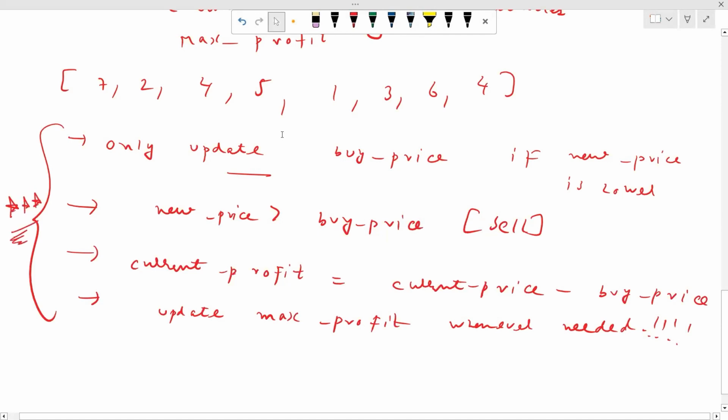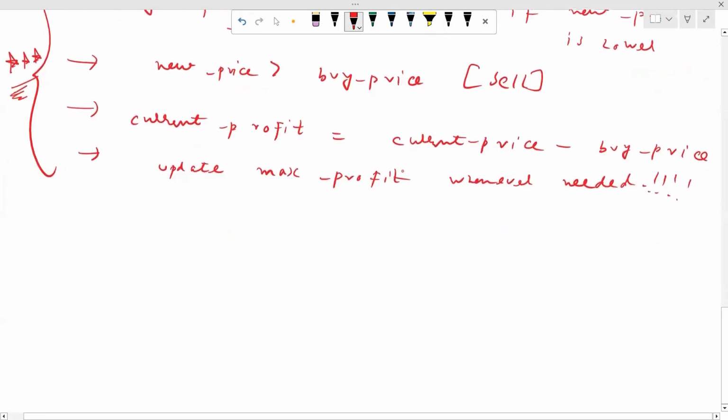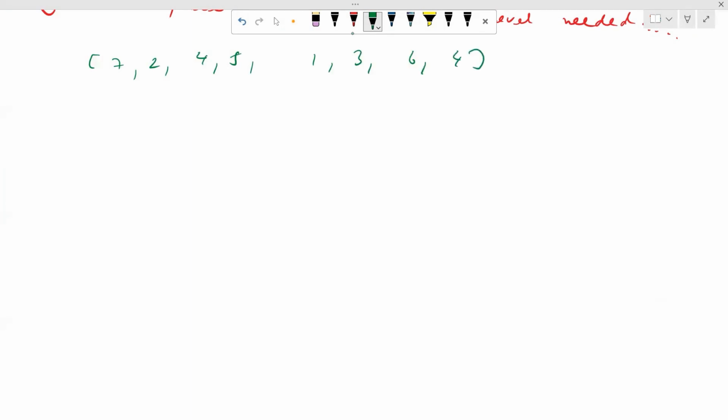Now let's try again on this example. Let me write this again: 7, 2, 4, 5, 1, 3, 6, 4. Initially, our buying price will be nums of 0. Let's say this is our nums array. So this will be our buying price. Let's make these variables here, buy price.